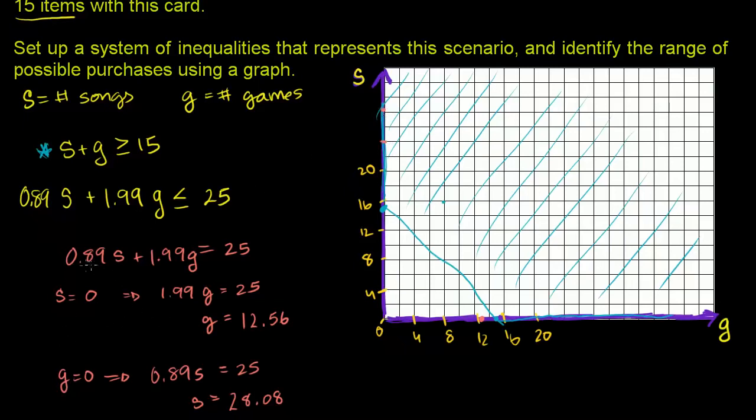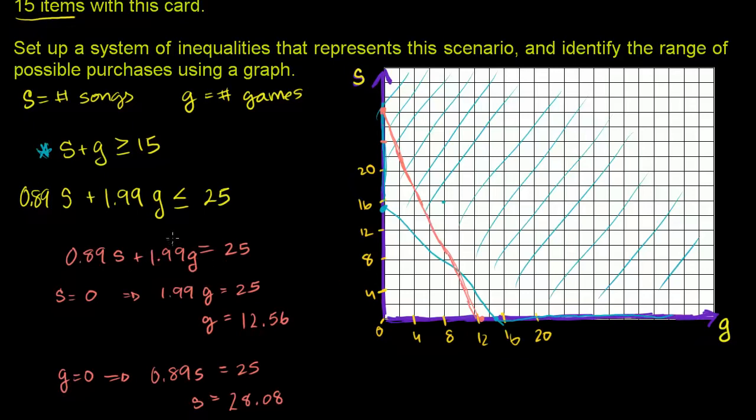So this line, 0.89s plus 199g is equal to 25, is going to go from this coordinate, which is 0, 28, so that point right there, all the way down to the point 12.56, 0. So let me see if I can draw that. I'll draw one more attempt. Maybe if I start from the bottom, it'll be easier. That was a better attempt. Let me bold that in a little bit so you can make sure you can see it. So that line represents this right over here.